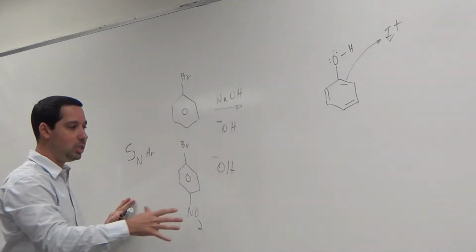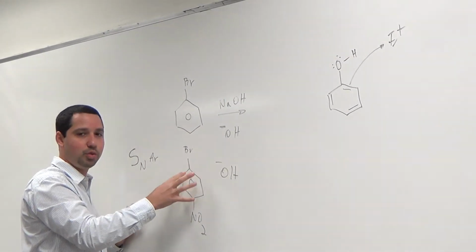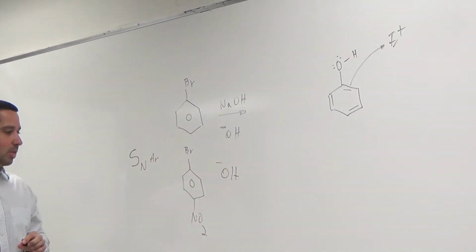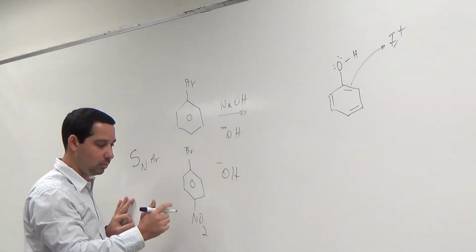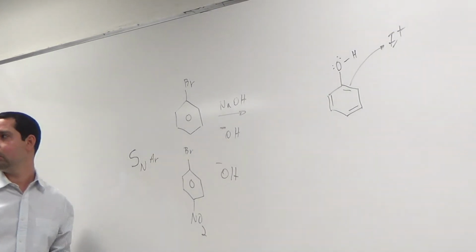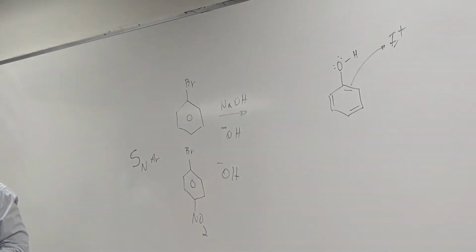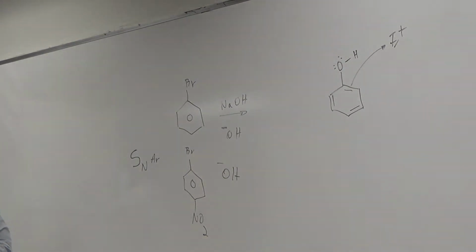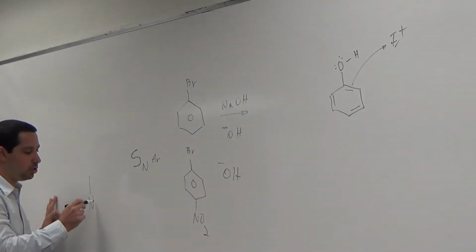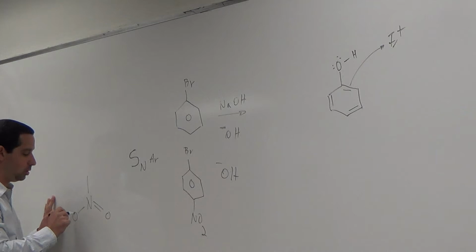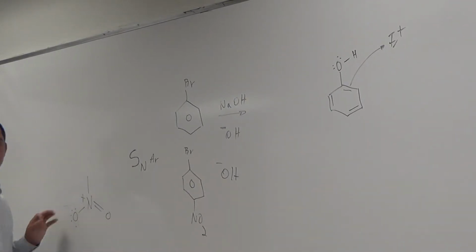Okay, so we need this to be electron withdrawing, so this ring could become positive. Now let's take a look. What sign is this? Plus. Positive. How do you know? Because there are two oxygens, and one oxygen is making a double bond. Because you know the Lewis structure for this, and that's neutral, and this is positive. That's how you know.